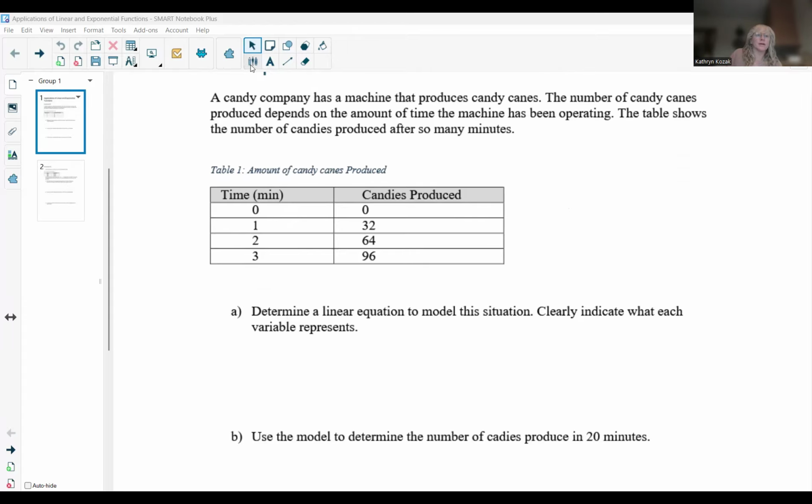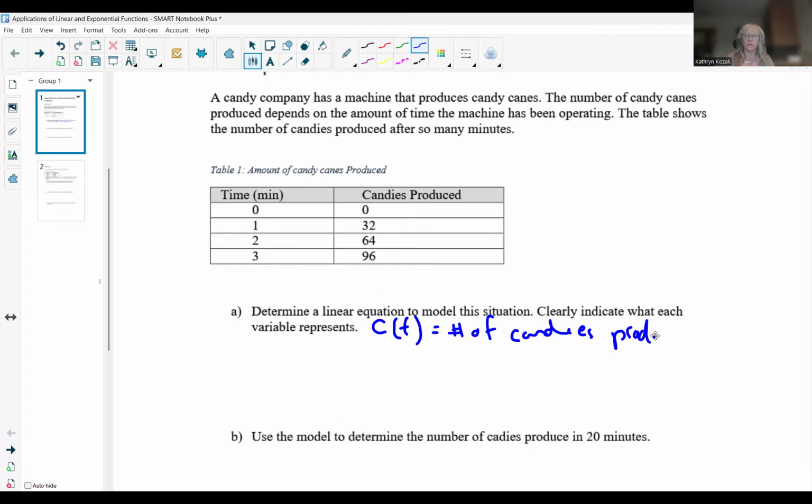The first thing we notice is that we are looking at candies produced and time. So it might make sense to use C for candies, and then function notation allows me to put in C of T. That just means looking at the number of candies at a particular time. So this is the number of candies produced, and time T. Now we need to figure out what the formula would be for this.